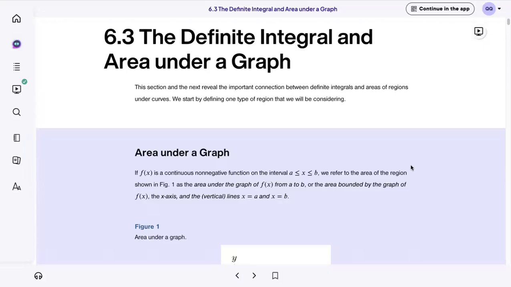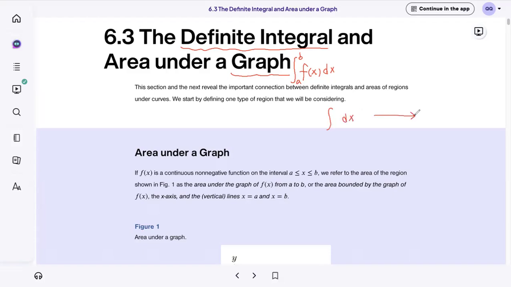Chapter 6, Section 3. So we keep talking about the definite integral and then area under a graph. Remember, a graph comes from a function, right? If it's a function, we can always graph it. Remember, a definite integral has a lower limit and an upper limit. Then this value is a two-dimension value, right? Because this and this make a pair.